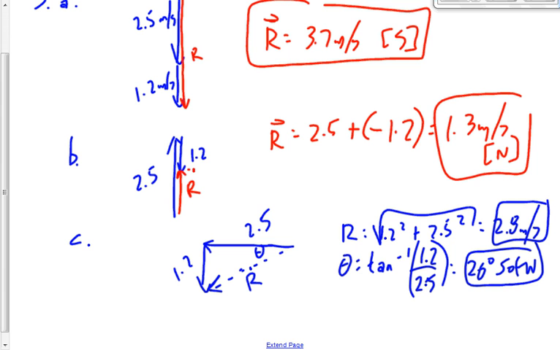Luis, I got a feeling you drew this the opposite way. You drew it 1.2, then 2.5. Yeah. Did you? Okay, so you would have gotten, what, 64 degrees west of south? Okay. So if you did it right, you would have got 64 degrees west of south, right? Do you know where you did wrong there? Okay, let me know if you can't figure it out, okay?